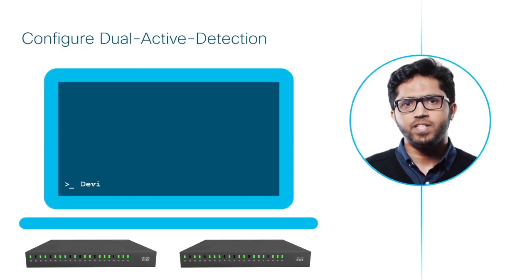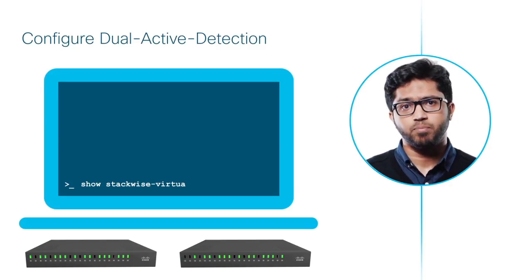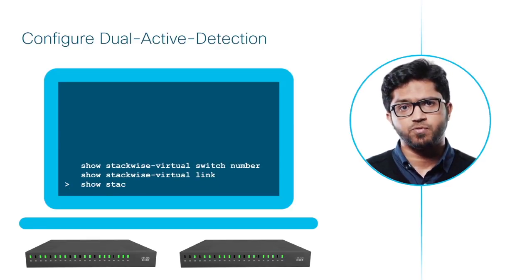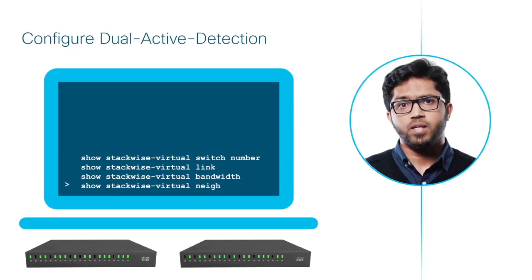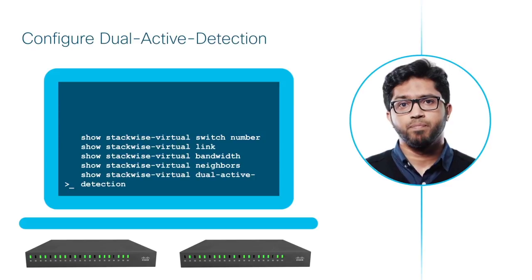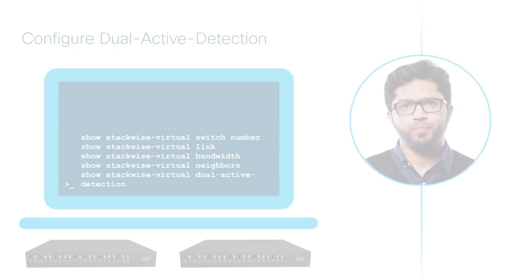Now, save these configurations on the switches and reload both the switches. Once the switches are back online, verify that StackWise Virtual was created successfully with the proper roles of active and standby, and confirm that all the configured parameters are showing up properly. You're now ready to manage and configure both the switches as one logical switch.